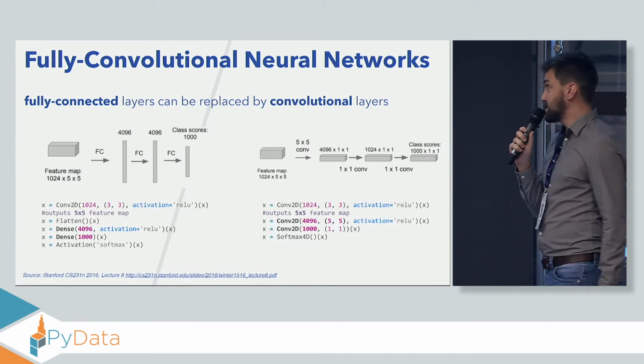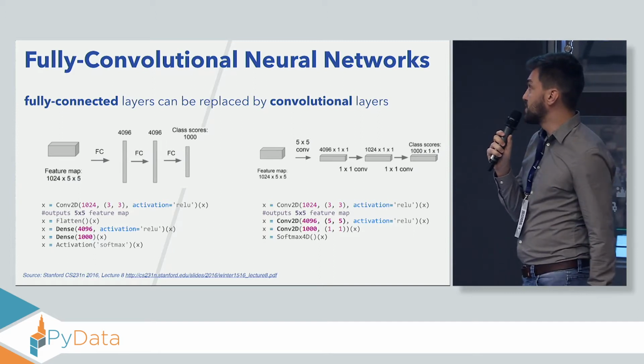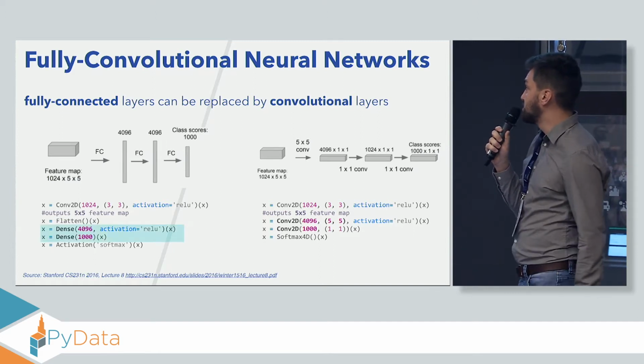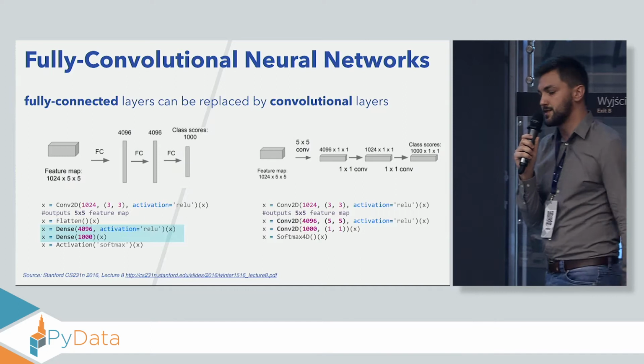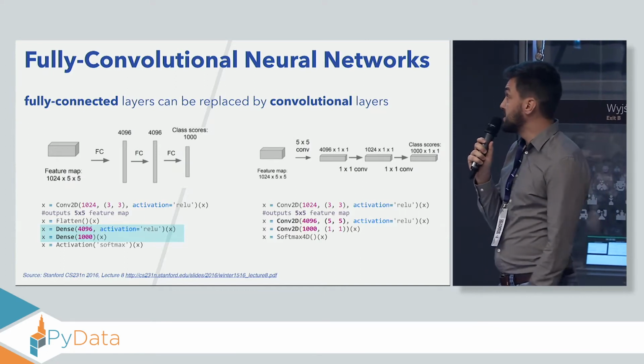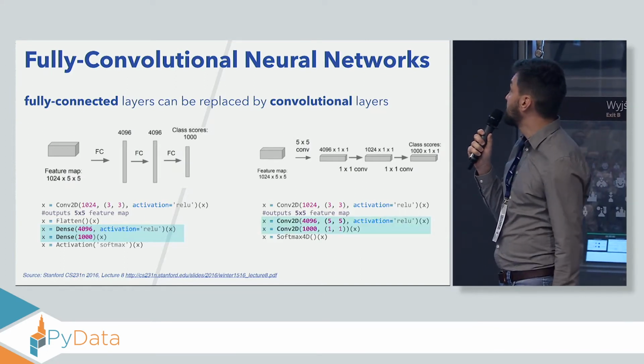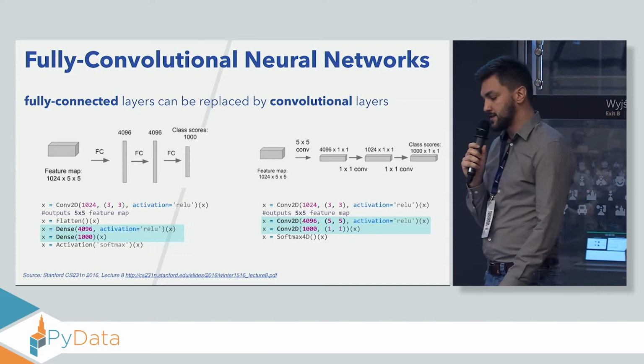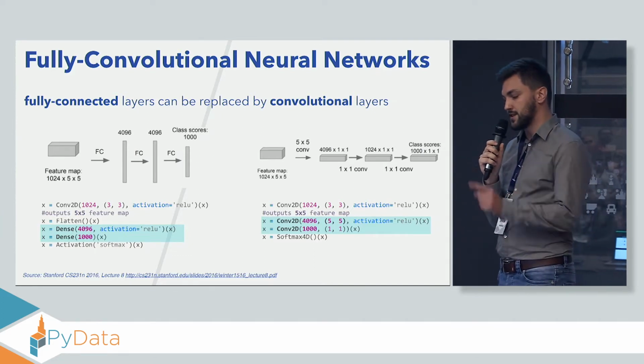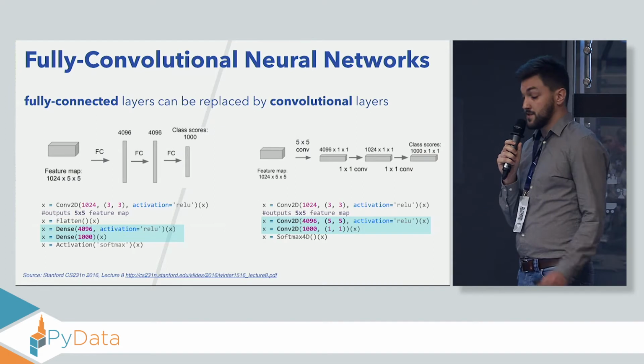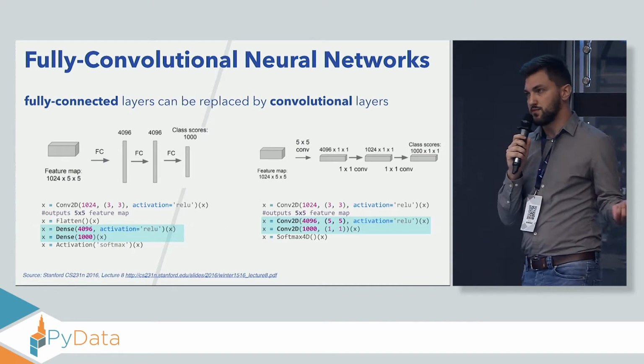And in Keras, this is pretty simple. In case of convolution on fully connected layers, we have these dense layers, and we can just replace them with convolutional layers that have a filter size equal to the size of the output of the previous layer.